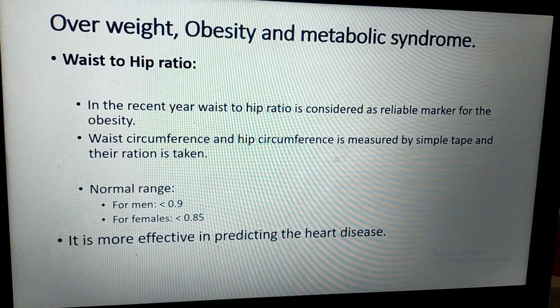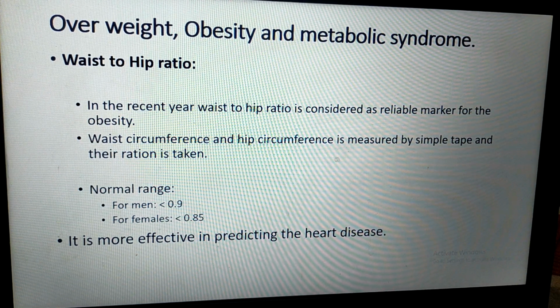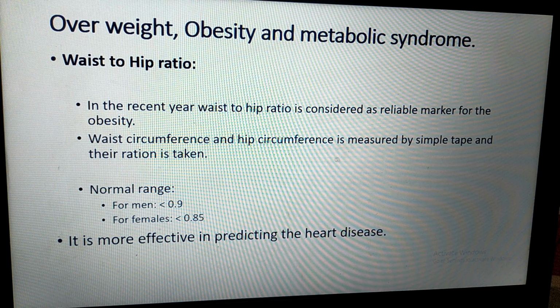Coming to the waist to hip ratio, in recent years, waist to hip ratio is considered a reliable marker of obesity. Waist circumference and hip circumference are measured by a simple tape and their ratio is taken, and the normal range of this ratio is less than 0.9 for men and less than 0.85 for females. And it is observed that waist to hip ratio is more effective in predicting heart disease.